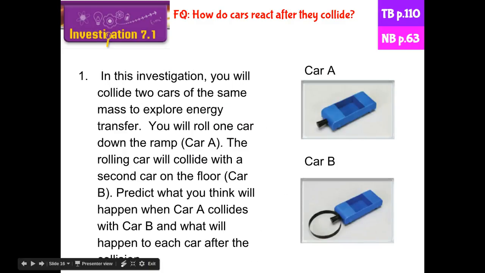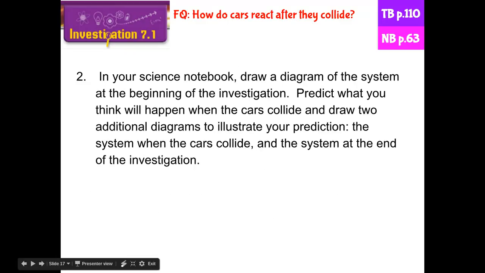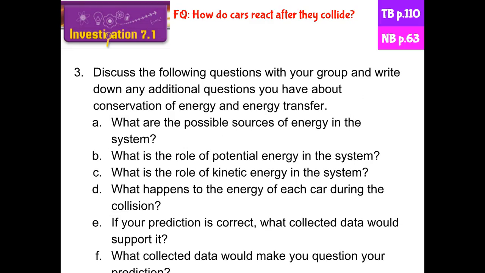So for the investigation today, there are 13 steps. We have car A, which does not have the bumper on it. So when you think of car B, think of bumper has the B. And you'll be putting those on the floor and predicting what's going to happen when car A collides with car B. And you're going to be drawing diagrams at the beginning of the investigation of the system, everything that's happening there, and then predicting what will happen when they collide.